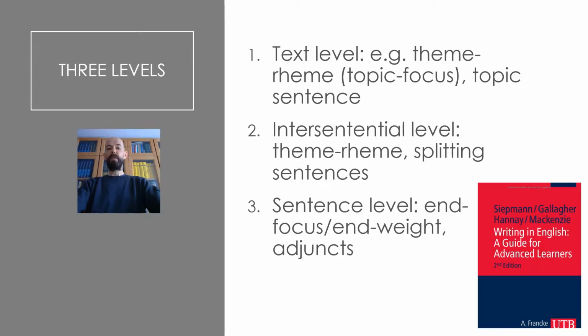Then we're going to look at theme-rheme at the intersentential level and at the issue of splitting sentences. Sometimes you have to split a German sentence into two English sentences, if you like. So split up the German sentence, and that gives you two sentences in English. And finally, we're going to look at the sentence level, mainly, as I was saying, at adjuncts and end focus and end weight. So placing the heaviest element, the longest elements, the elements you want to stress at the end of your English sentence.